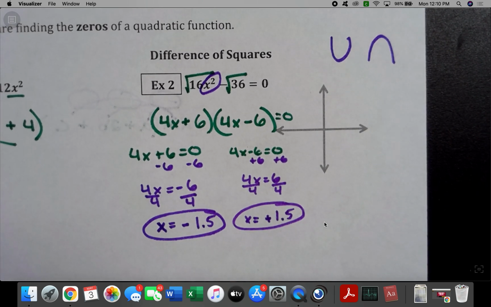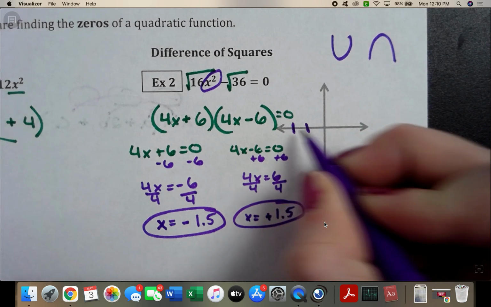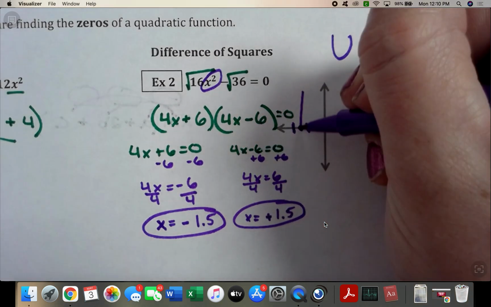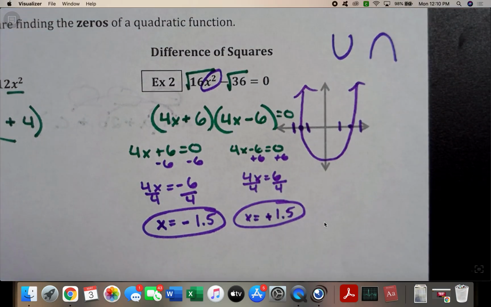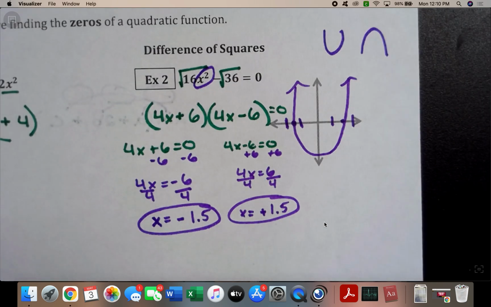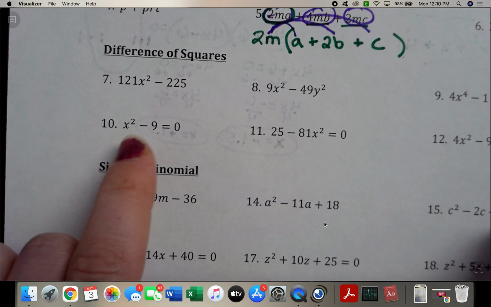Now, what happens at negative 1.5 and at positive 1.5? That's where they cross over here, right? So if there's 1 and there's 2, it's touching there, and it's going to look like a parabola, something like this. That's what the solutions mean, okay? Now, on the back side, you have difference of squares. You don't necessarily have to graph them, because there's no graphs for you, but you just have to break them apart.